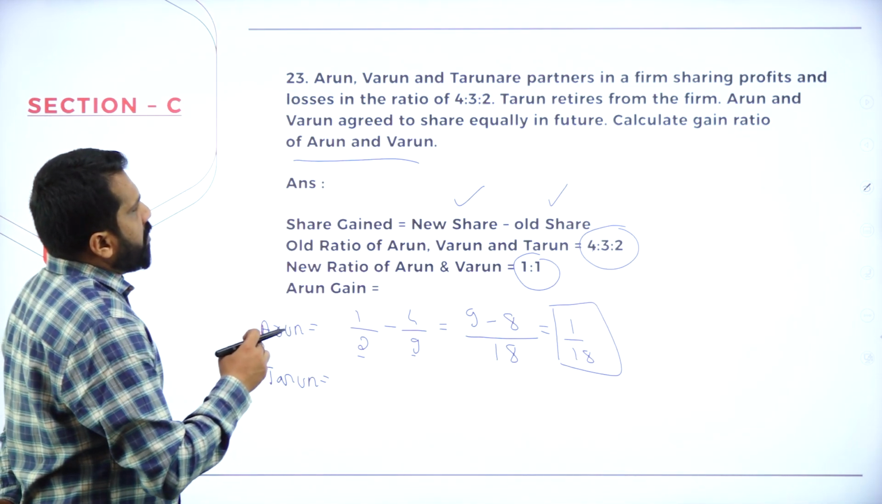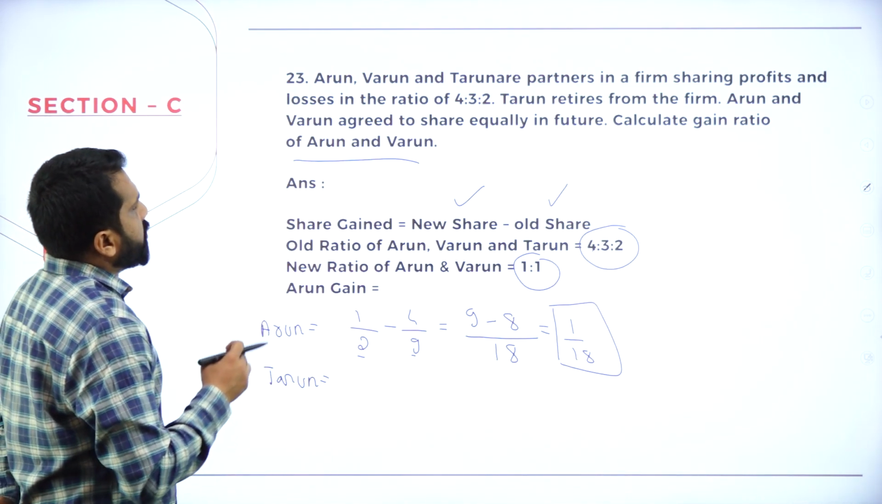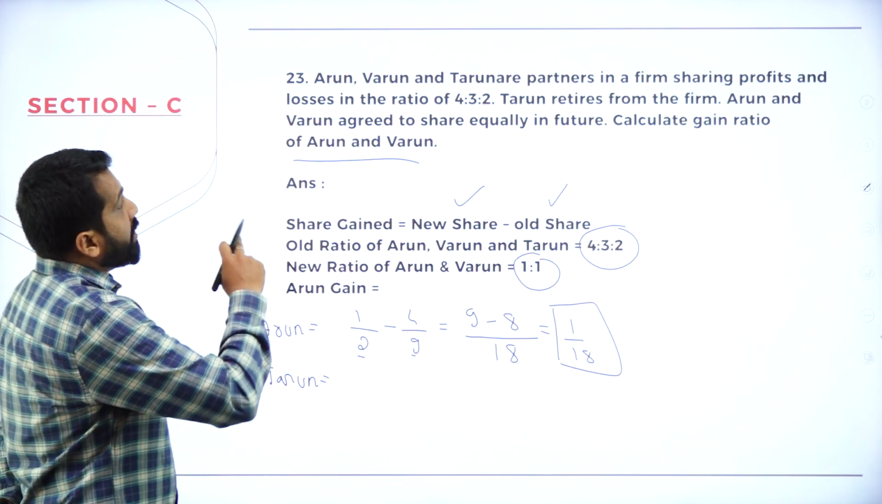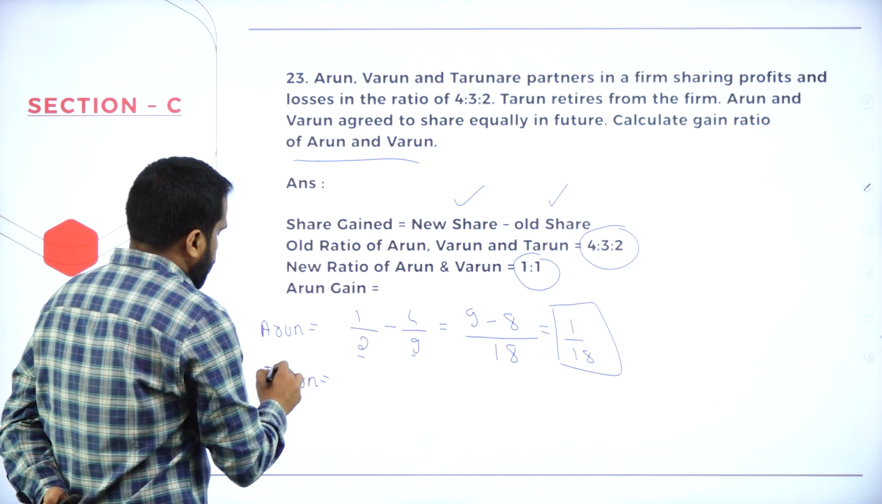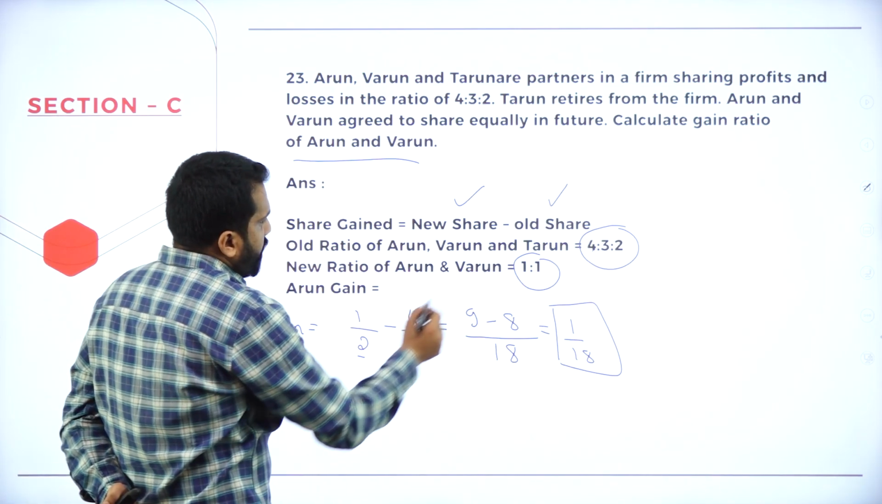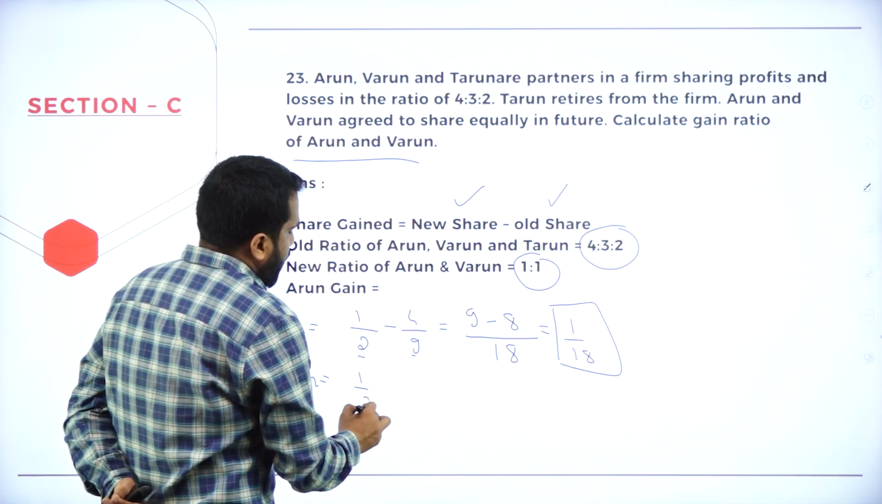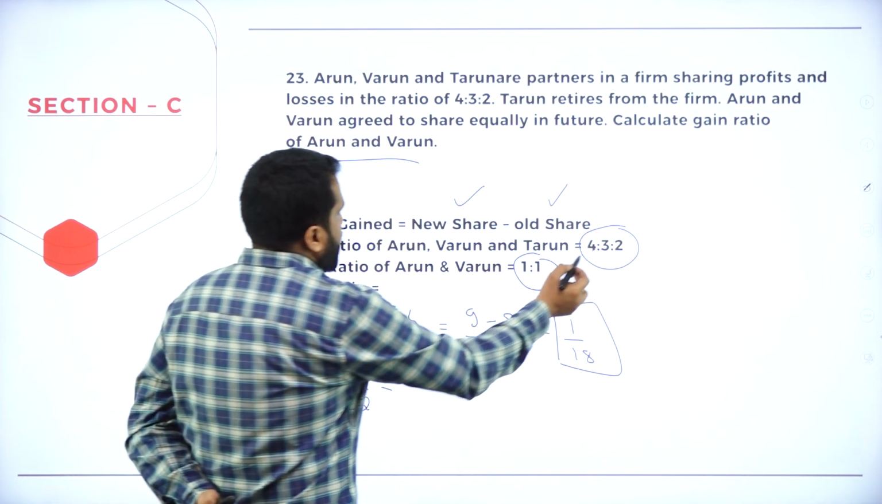Arun, Varun and Tarun are partners in a firm, sharing profit and losses in the ratio of 4 is to 3 is to 2. Tarun retired. So we have to calculate for Varun. Varun. So same, what is the new ratio? 1 by 2 minus. So what is his ratio?